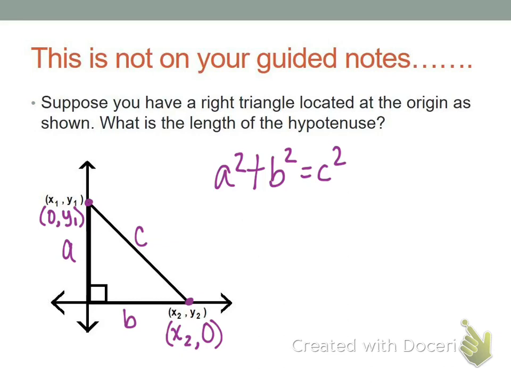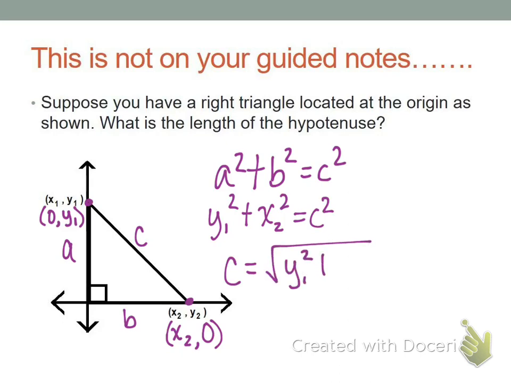So those points then give us our lengths of A and B. A has a length of y1, whatever that value is there, and B has a length of x2, whatever that value is out here. So we would be able to plug those in. Y1 squared plus x2 squared equals C squared. Then to solve for C, we would just square root both sides. So C, or the length of the hypotenuse, is the square root of y1 squared plus x2 squared.